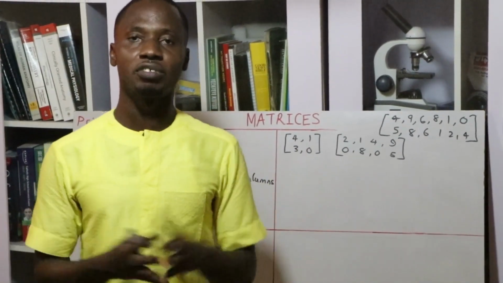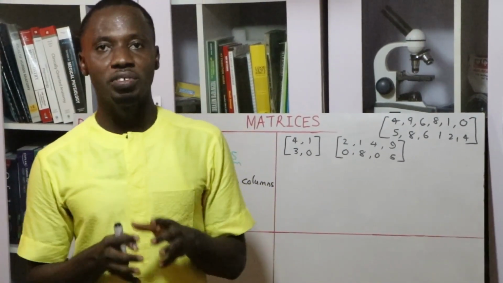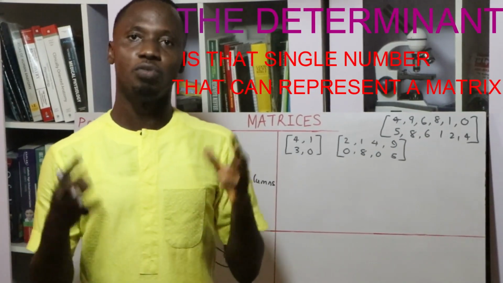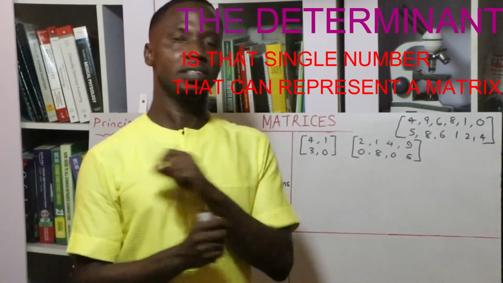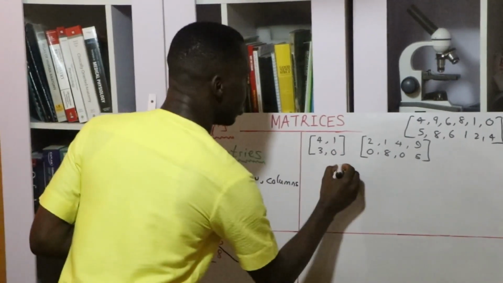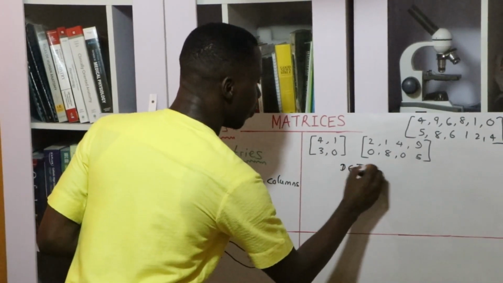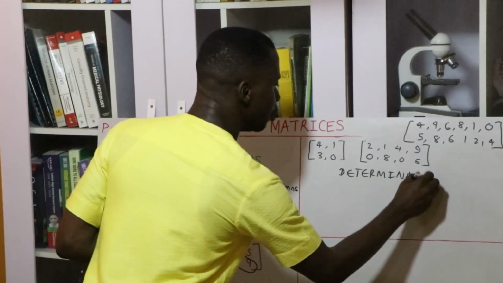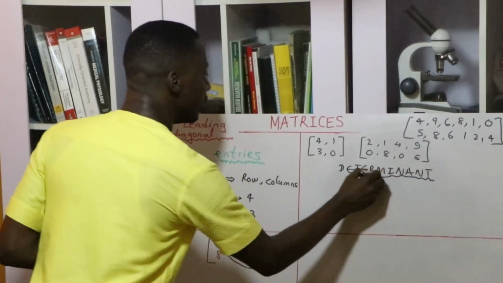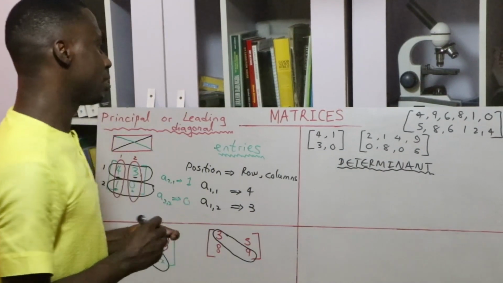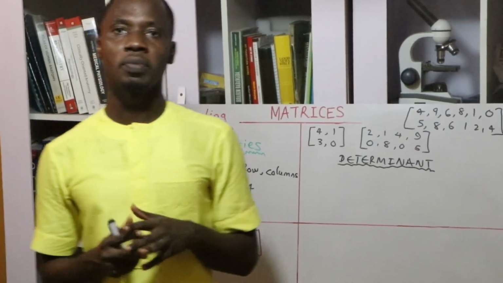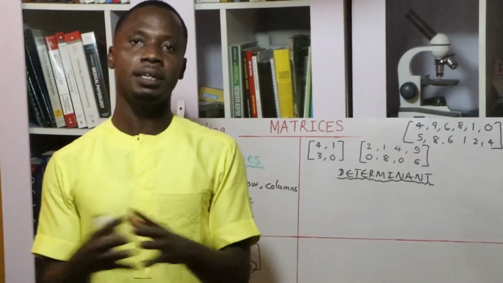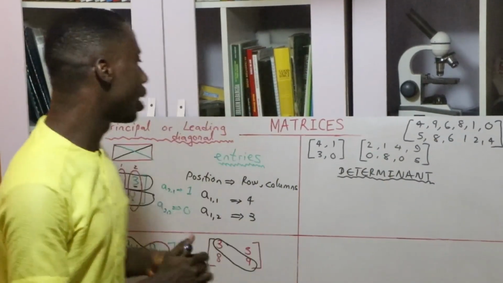So what is the determinant of a matrix? The determinant of a matrix is that single number that can represent a matrix. Now, how do you calculate the determinant of a matrix? How do you find that single number that can represent your complicated matrix? Very easy. I'm going to show you now.